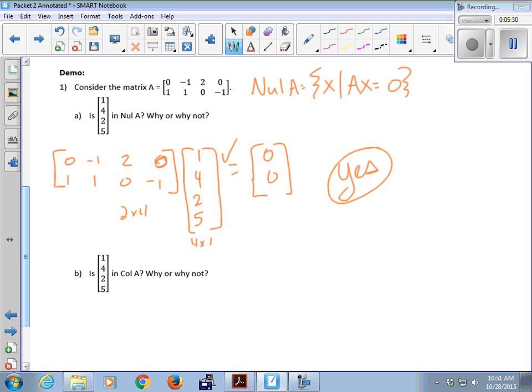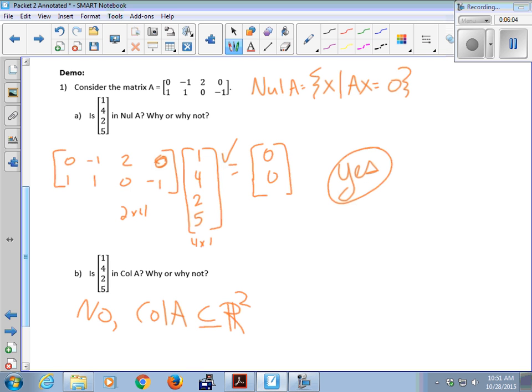All right, is 1, 4, 2, 5 in the col of A? Why not? It's a 2 by 1. It's the wrong size, right? The column space of A is just all linear combinations of the columns of A, which means if you take linear combinations of those 4 columns, you're going to end up with a vector in R2, right? So this is just impossible. I don't even have to check. No, because col A is a subset of R2.